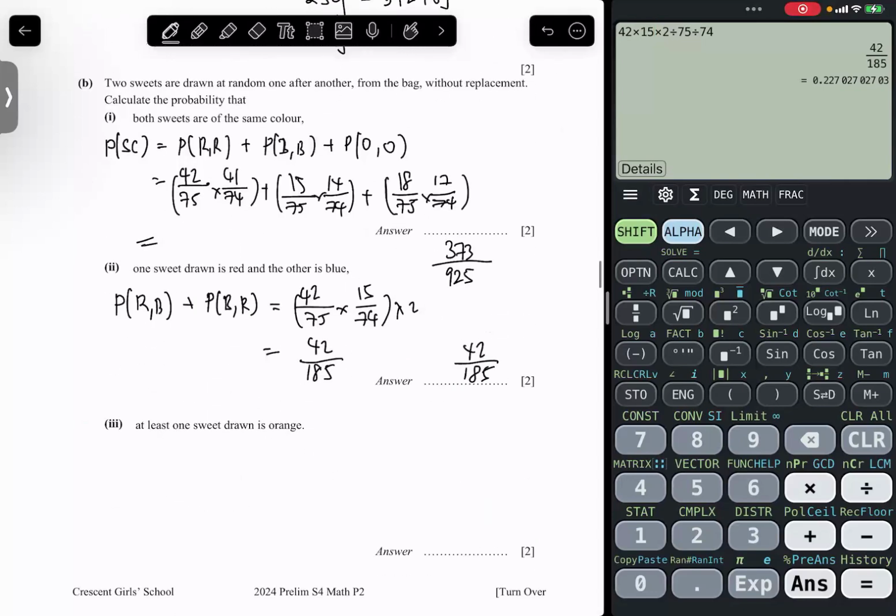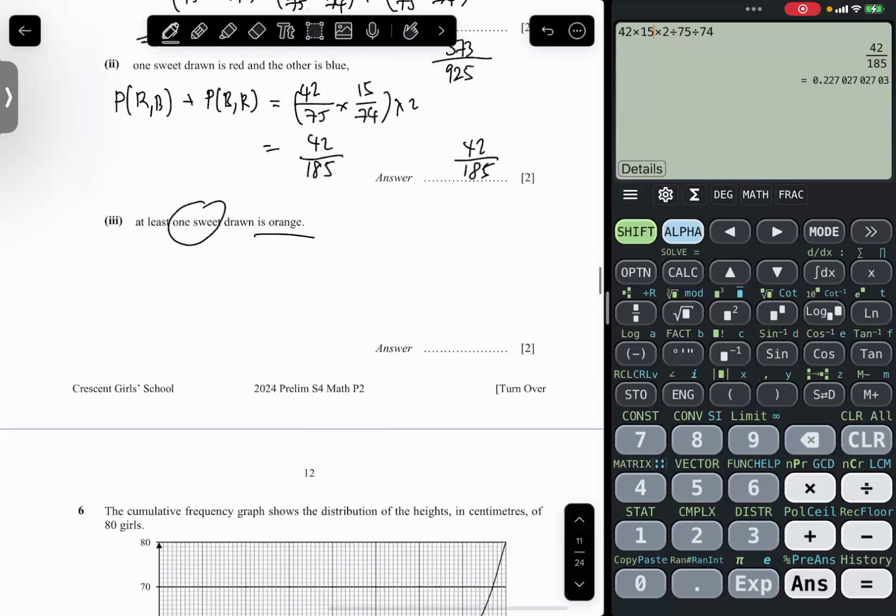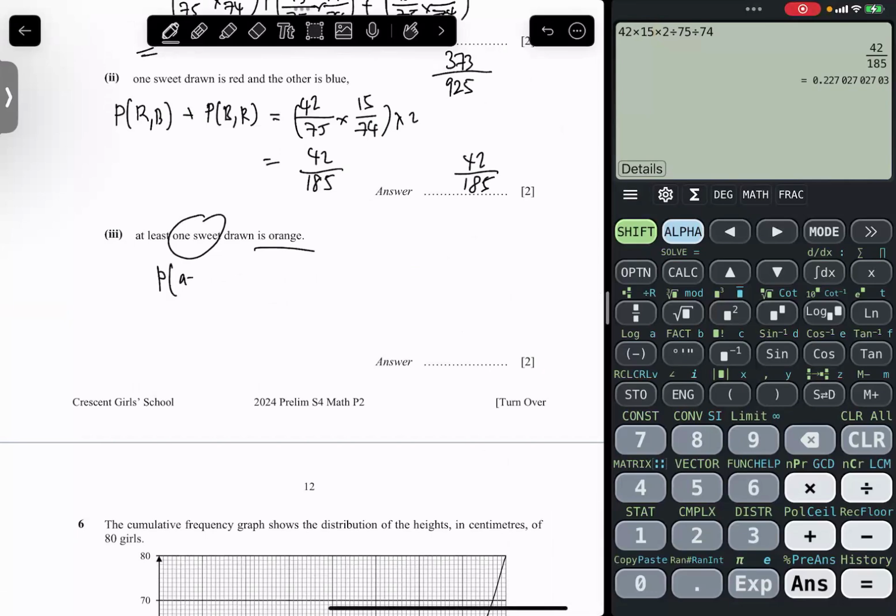Okay, at least one sweet drawn is orange. So at least one orange means you don't want all blue or you don't want all red. Okay, all blue or all red, right? So that means you will take the probability of at least one orange to be equal to 1 minus the probability of red, red, blue, blue, okay, red, blue, blue, red.